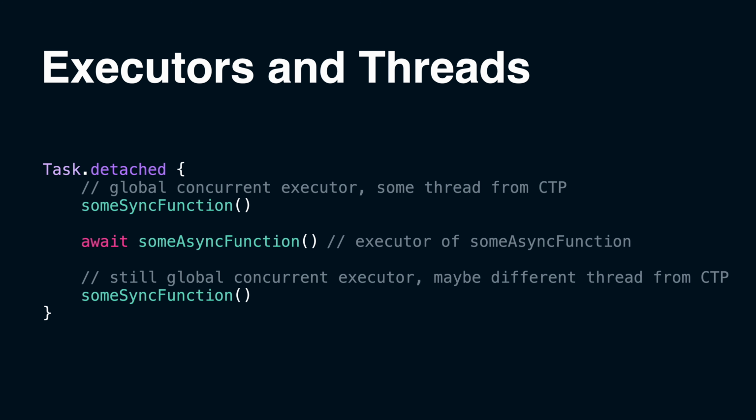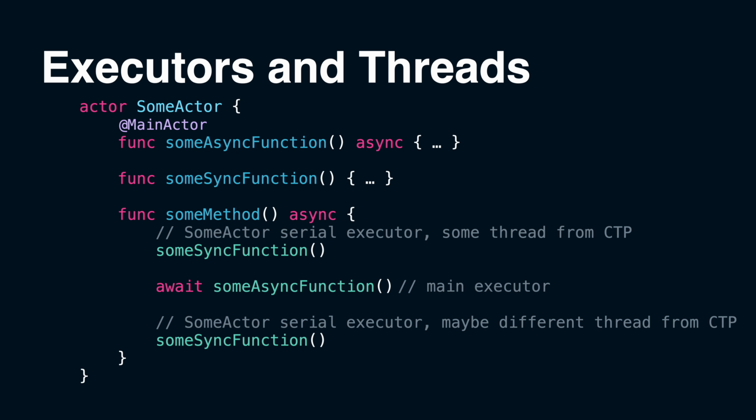It's worth mentioning that even though the execution context after await always remains the same as before await, it doesn't mean that the thread will remain the same, at least in most cases. For tasks that are not actor isolated, the continuation will run on the global concurrent executor. However, the thread may differ before and after the continuation, although it will certainly not be the main thread.